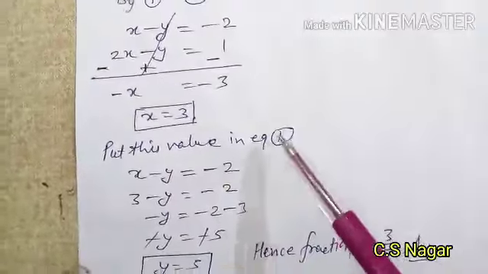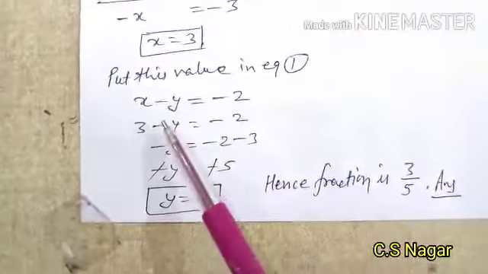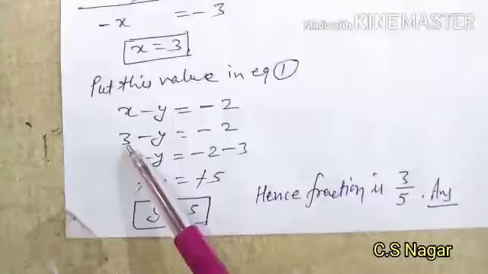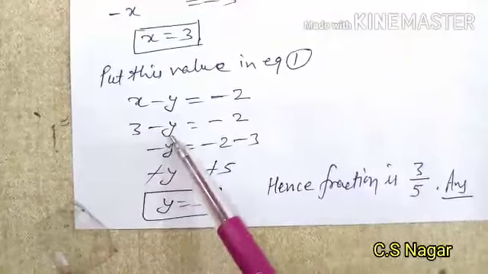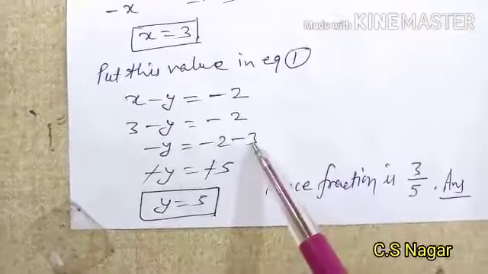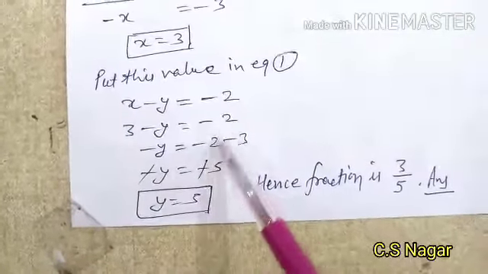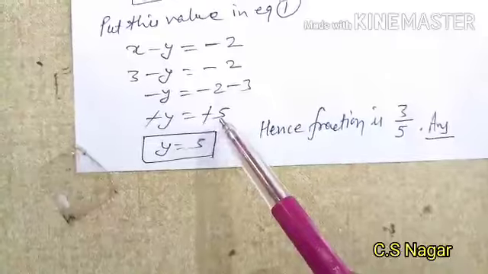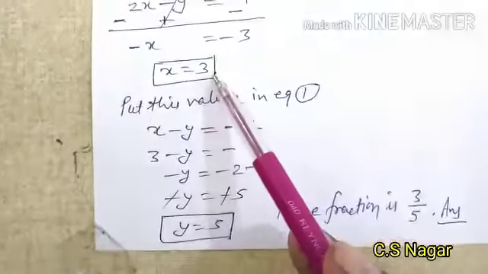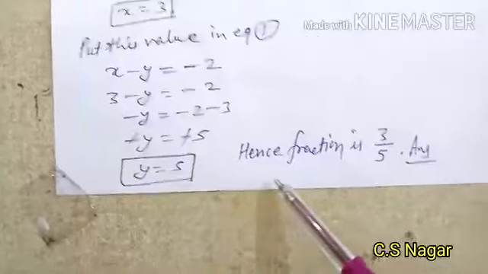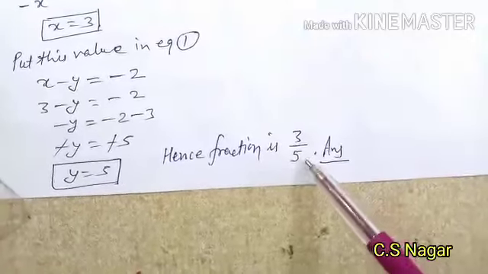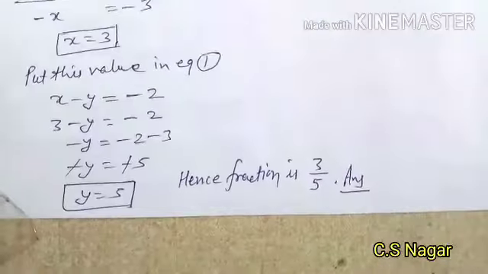Now put this value in equation number 1. So our equation number 1 is x minus y equal to minus 2. In place of x, write 3. So 3 minus y is equal to minus 2. This 3 transfers to the right side, so it will be negative. So only minus y is equal to minus 2 minus 3, it will be minus 5. Now the minus sign cancels out, so y is equal to 5. So x is equal to 3 and y is equal to 5. Hence the fraction is 3 upon 5. X is the numerator and y is the denominator. So 3 upon 5, this is the answer.